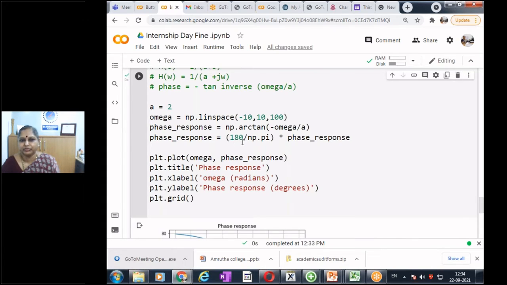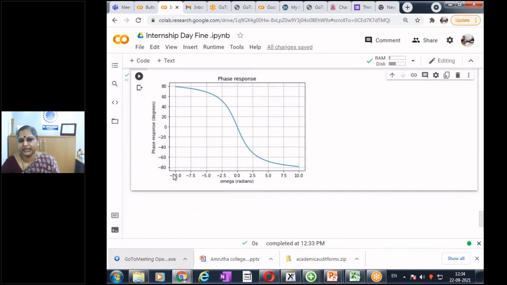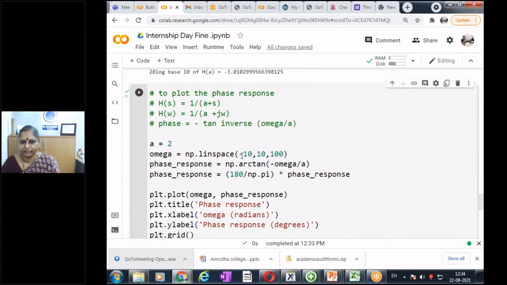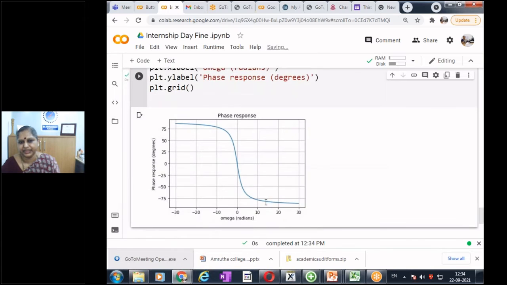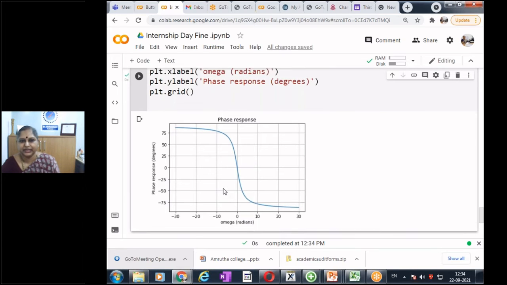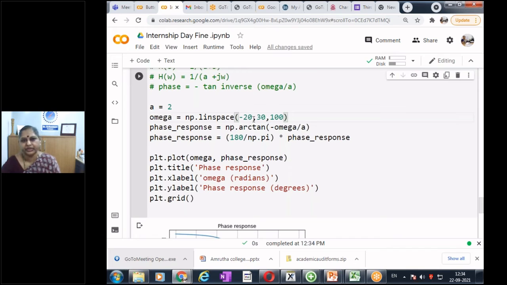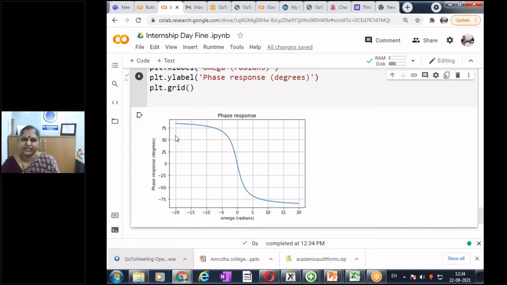So I want to plot this. I want to plot it from say minus 30 to plus 30. So let me change my omega, minus 30 to plus 30, and let me run it and see whether I'm able to get the angle. Look at my phase angle. It stabilizes at 90 degrees. Or let us do say minus 20 to plus 20.